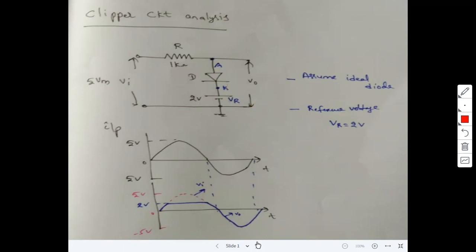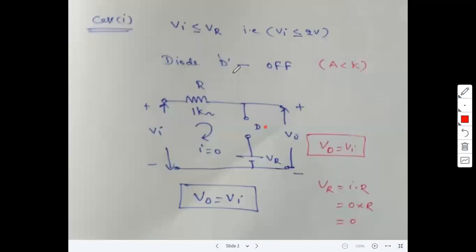Now coming to the operation, analyze any clipper circuit in two cases only. First case is when the diode is on, what is V naught? When the diode is off, what is V naught? Only two cases, right? Now consider when Vi is less than or equal to 2 volts. Why? Because your reference voltage is 2 volts.